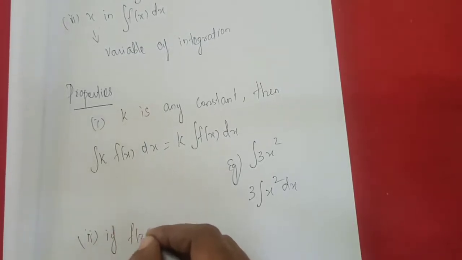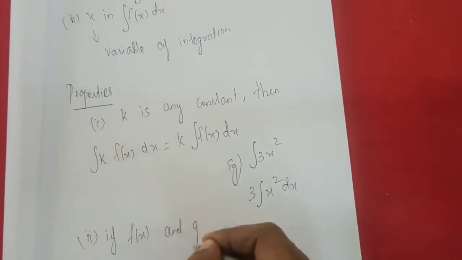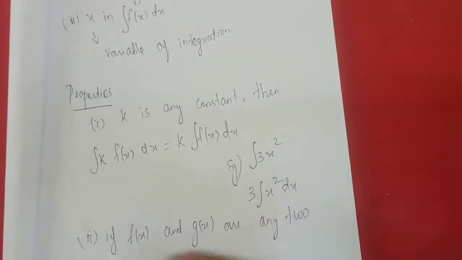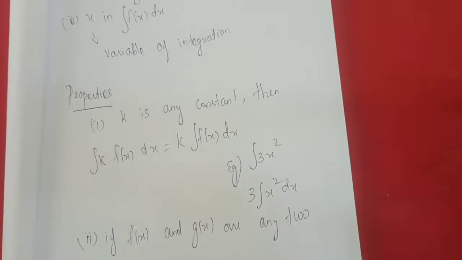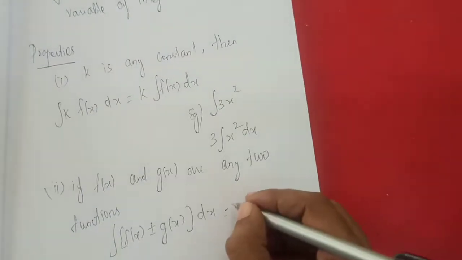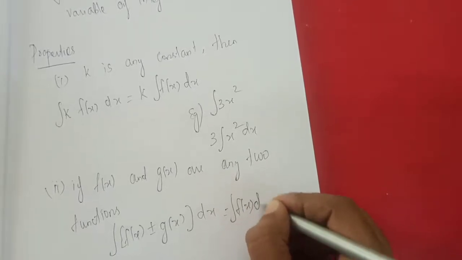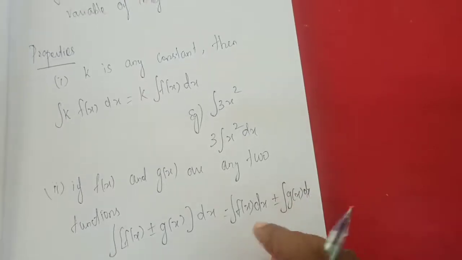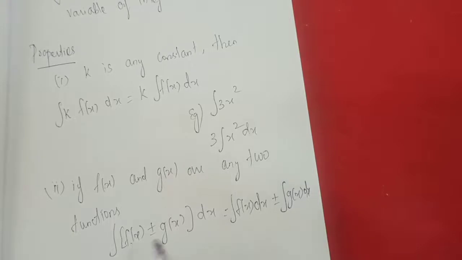One more property: if f of x and g of x are any two functions, then the integral of f of x plus or minus g of x dx can be split into two integrals. That is, the integral of f of x dx plus or minus the integral of g of x dx. You can split it like this.